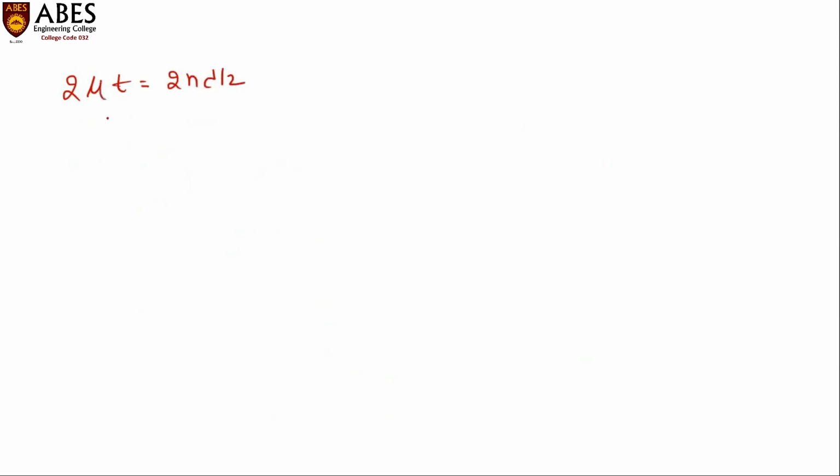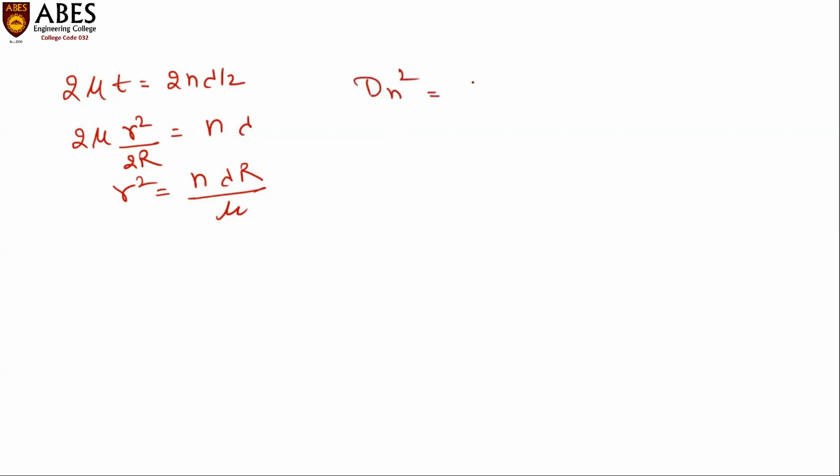For the dark ring, we have the condition 2 mu t is equal to 2n lambda by 2, or n lambda. Here we can write 2 mu r square by 2R is equal to n lambda. Here we can find r square is equal to n lambda R by mu, or we can write Dn square is equal to 4n lambda R by mu. For an air film, mu is equal to 1.